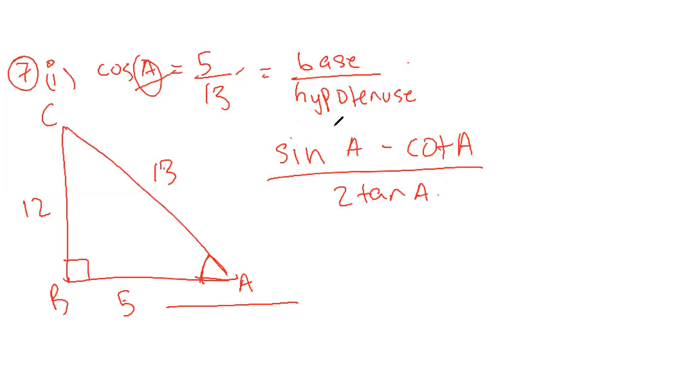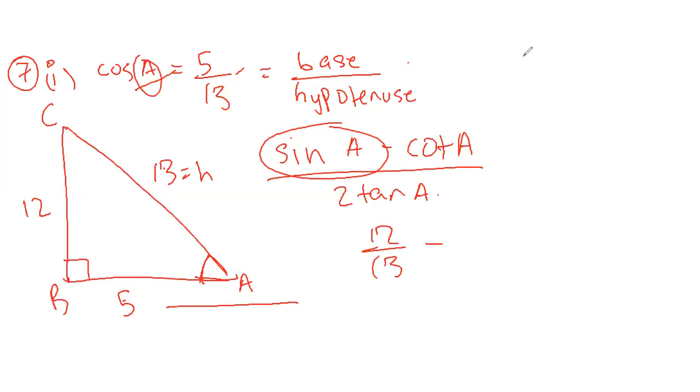First of all, we'll find our sin A. What sin A basically means is perpendicular upon hypotenuse. Here is a little trick for you viewers: whatever side is directly opposite to the 90 degree angle is always known as the hypotenuse. This side is not the hypotenuse, and this side is not the hypotenuse, because these sides are adjacent to the 90 degree angle. So sin A is equal to perpendicular upon hypotenuse. With respect to angle A, that is 12 upon 13, minus cot A.